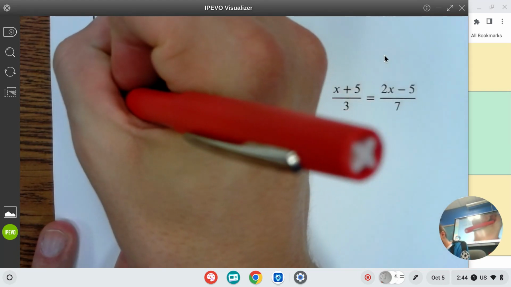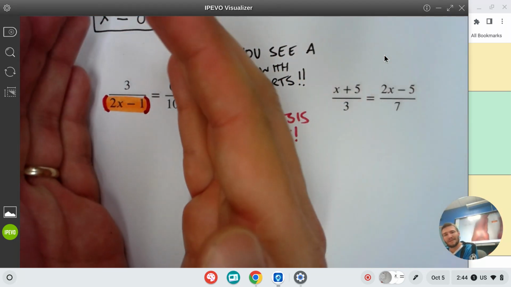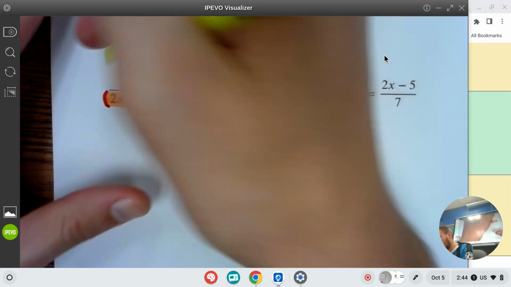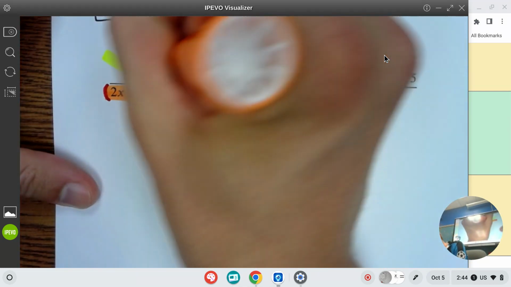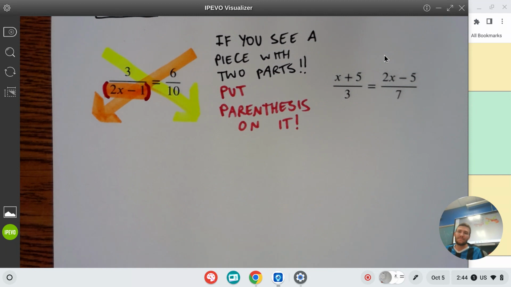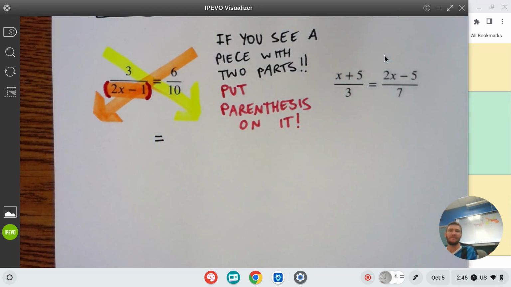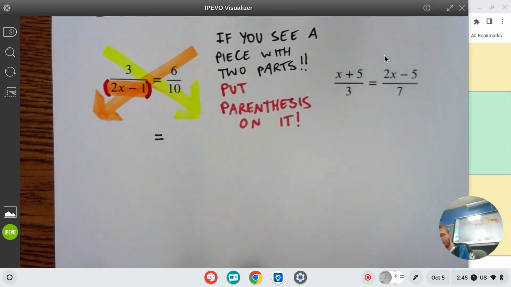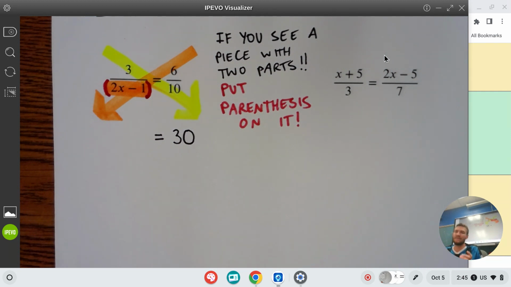So, for this question, I see that this bottom left has 2 parts. I'm putting parentheses on there. Now, I'm going to draw my arrows diagonally, nice, diagonally, nice. And when I draw my arrows like this, and I'm doing cross multiply, and I need to multiply these things, the yellow is definitely going to be easier for this question. What is 3 and 10 multiplied together? 30. 30, of course.